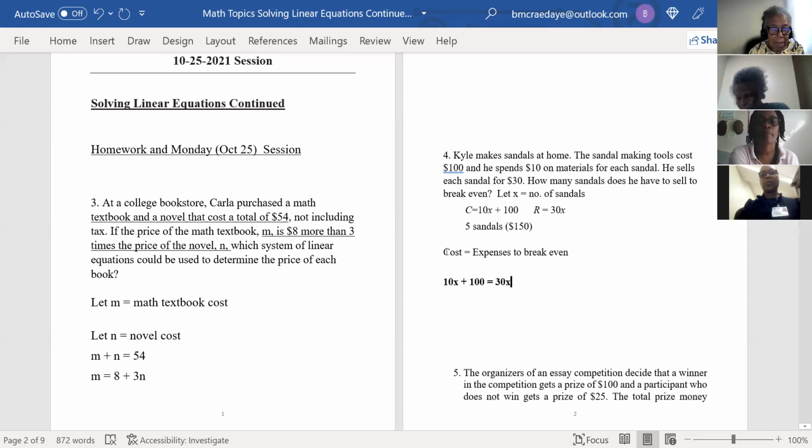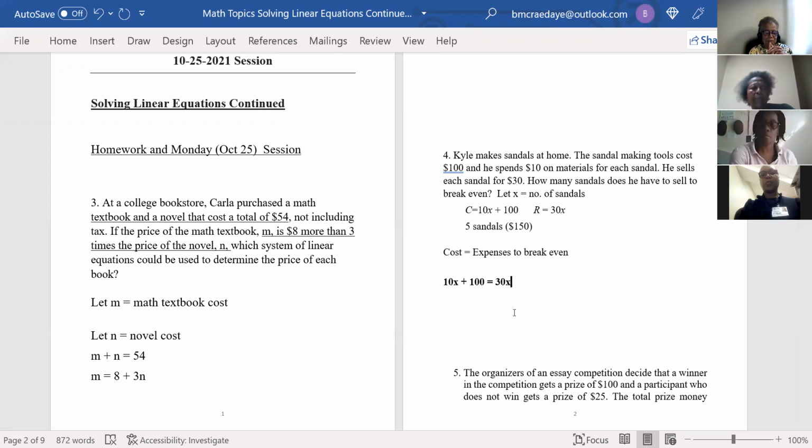Okay, now I'm using cost and revenue. Well, that's the cost to make them. Revenue is what he makes. Revenue is what he sells them for. He sells them for $30 per sandal. So for every sandal, he makes what? $30. Yes. So setting the cost equal to the revenue, 10x plus 100 equals 30x. Solve this for x. Tell me what you get for x. Give you a few minutes.